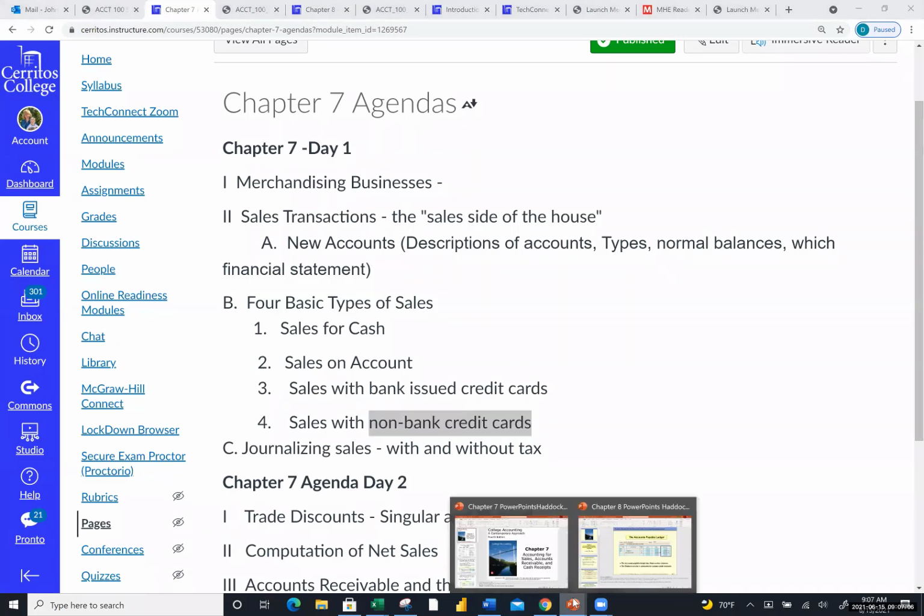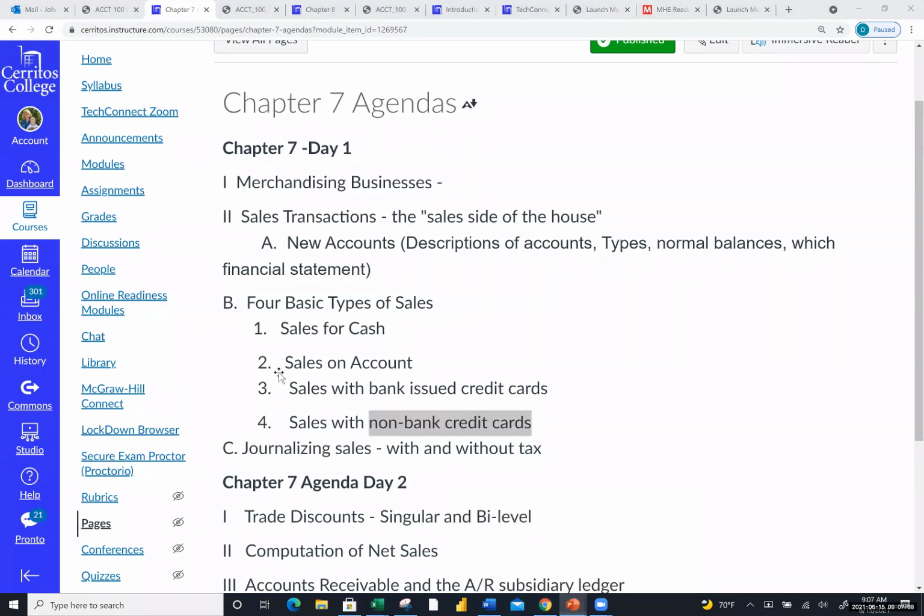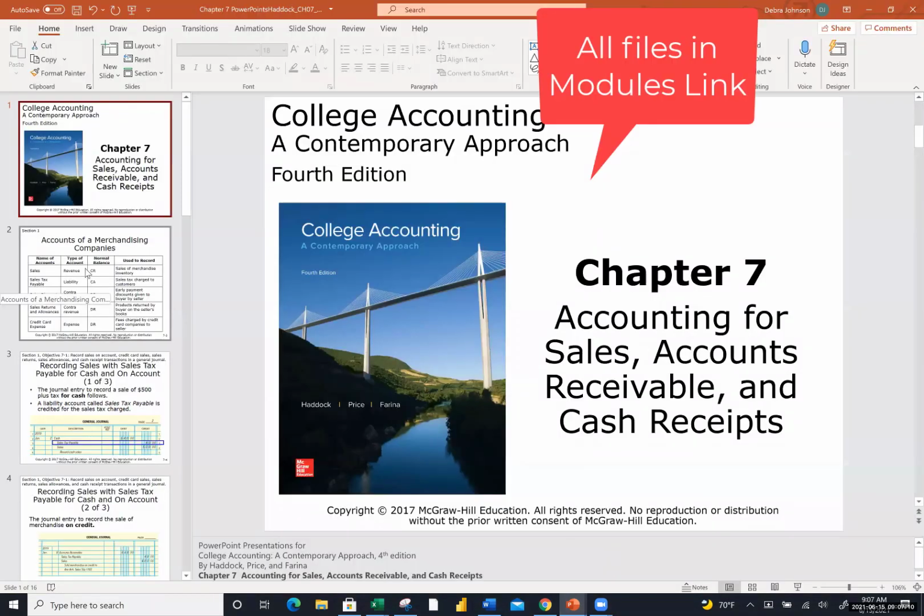And I want to take a look at a quick PowerPoint for Chapter 7. Again, you guys have all the PowerPoints in your modules link. I'm just picking out a few slides to go over as a recap of where we've been before we start the new part for today, which is going to be the Accounts Receivable Subsidiary Ledger, something I'm hoping that you read about. Does anybody have any questions so far?